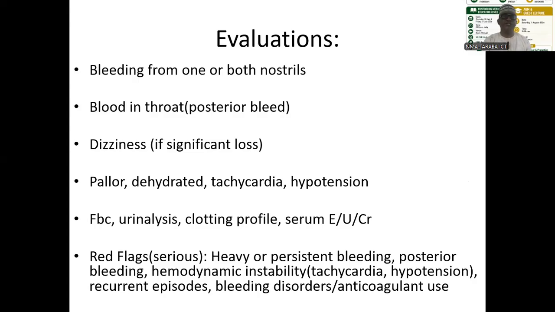And in the evaluation of this patient, as I've mentioned, bleeding is either from one nostril or both nostrils, with blood in the throat mainly because of posterior bleeding. You also want to know the quantity of blood loss, a rough estimate of the blood loss. Then the history of dizziness or generalized body weakness is very important, especially when patients have significant blood loss. Some of them may even present unconscious when they've lost so much blood. And you look for pallor and dehydration.